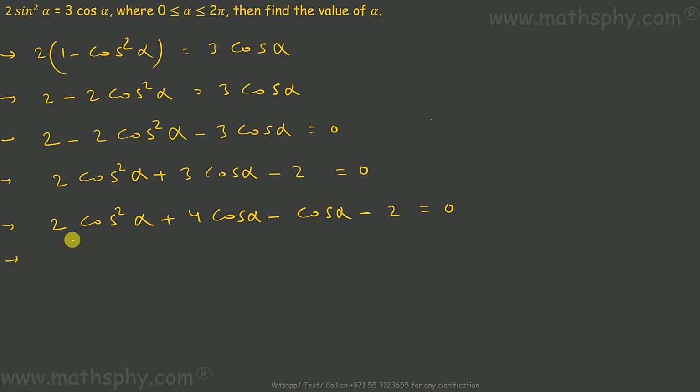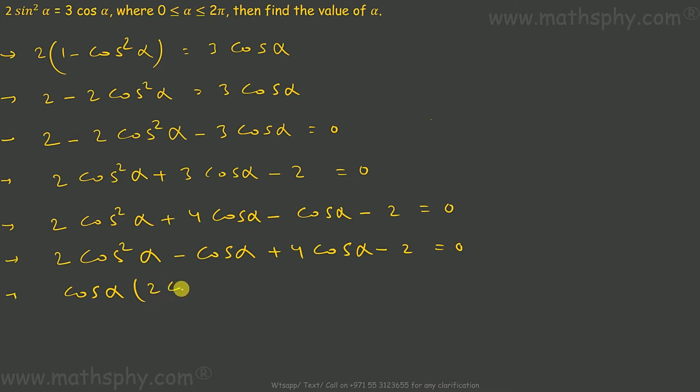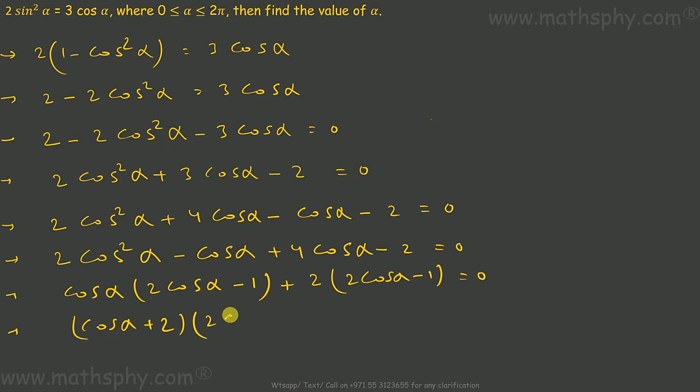Okay, if I shuffle it a little bit, this is 2 cos² alpha minus cos alpha plus 4 cos alpha minus 2 equals 0. Here if I take cos alpha as common, I'm left with 2 cos alpha minus 1, plus, if I take 2 common, this will be 2 cos alpha minus 1 equals 0. So this comes to (cos alpha plus 2)(2 cos alpha minus 1) equals 0.